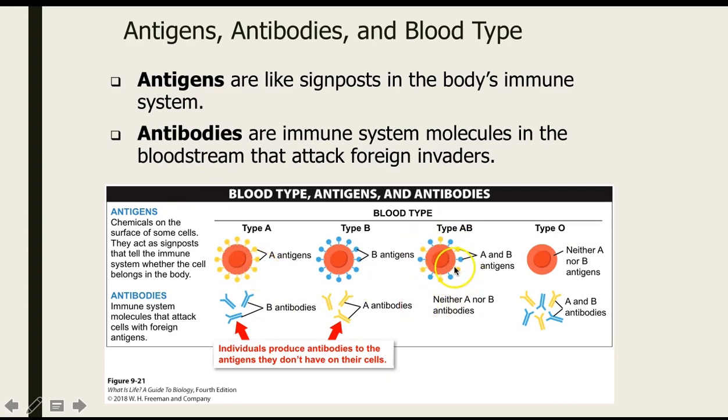If you're type AB, and those are your antigens, it really doesn't make any sense to make antibodies. Because if you made the B antibody, you'd kill yourself. And if you made the A antibody, you'd kill yourself, right? So you don't make any antibodies. If you're type O and you don't make either antigen, guess what? You make antibodies against both A and B. And so if you're type O, you can't get any of these other blood types because they have these antigens and you are making those antibodies.